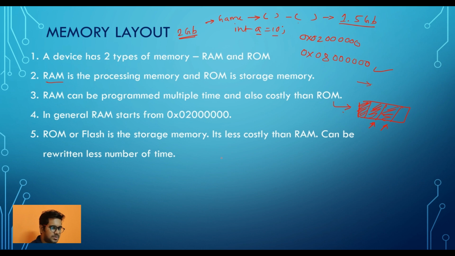So just remember one thing: RAM is processing, multiple read write, and costly. Whereas ROM or flash is storage and a smaller number of read writes.